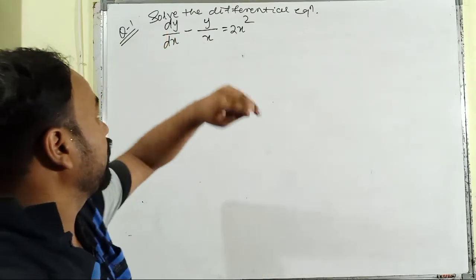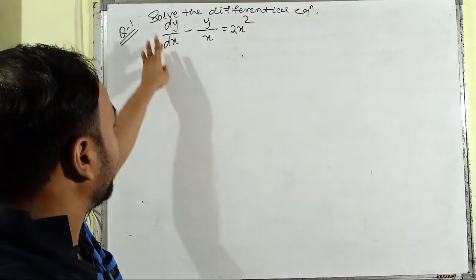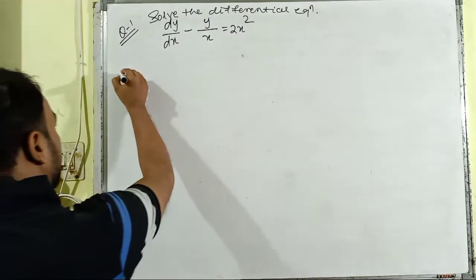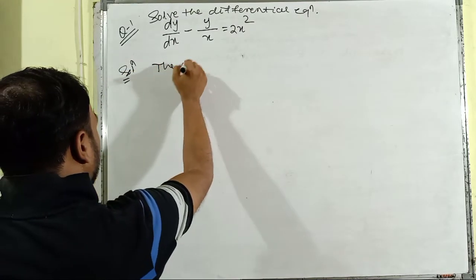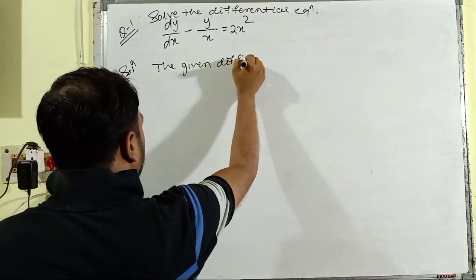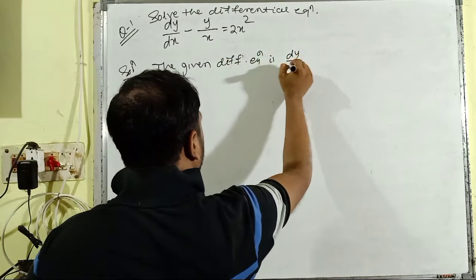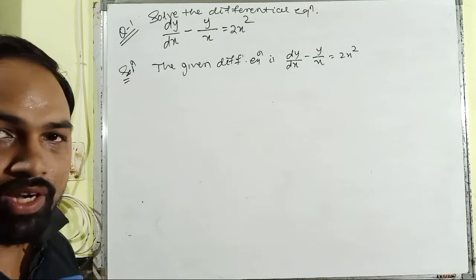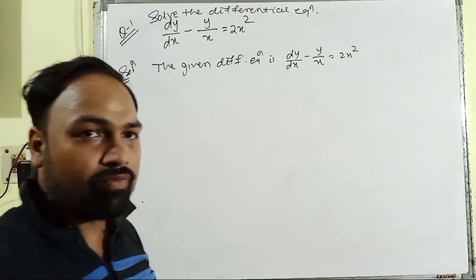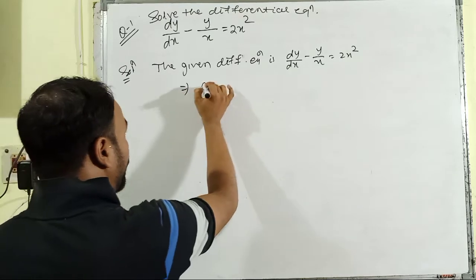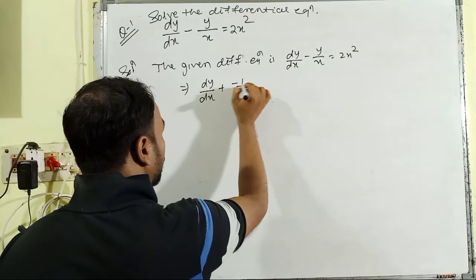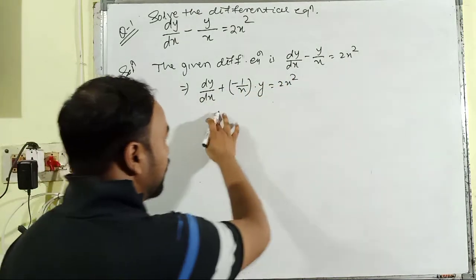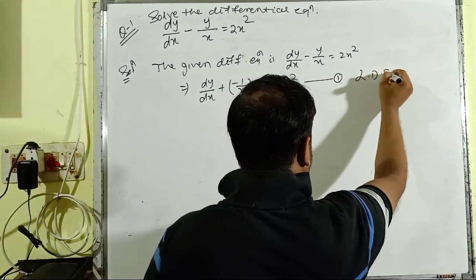So the first question of the linear differential equation is like this: dy upon dx minus y upon x is equal to 2x square, and we have to solve it. So first of all, go through the given conditions. The given differential equation is dy upon dx minus y upon x is equal to 2x square. But this is not in the form of a linear differential equation, because the general form is like this. So you have to convert it into the form dy upon dx plus minus 1 upon x into y is equal to 2x square. Now you can see that this is in the form of a linear differential equation.